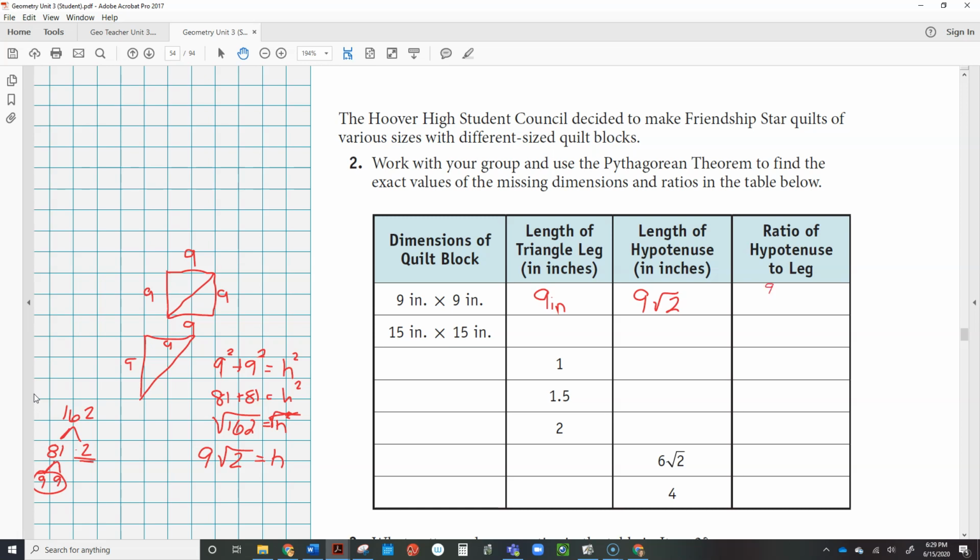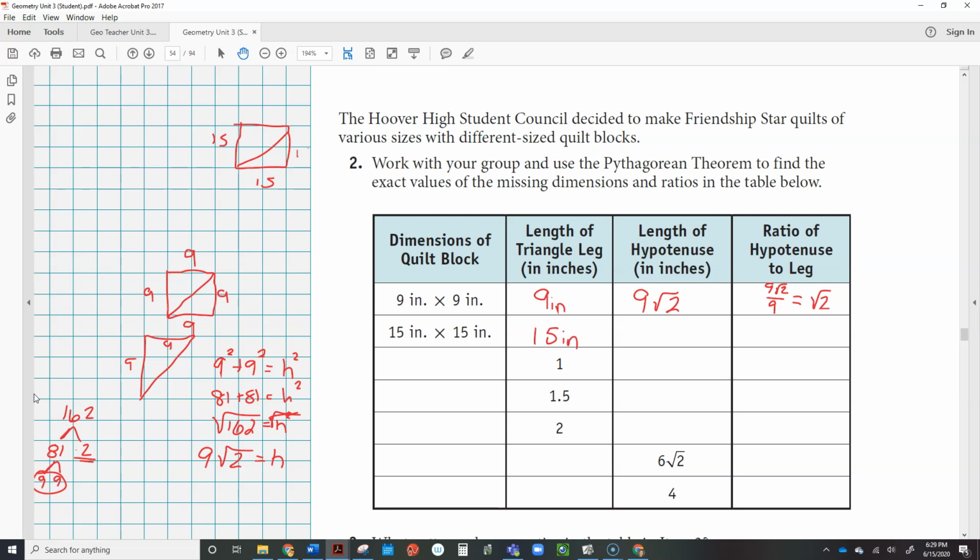So we're going to do 9 square roots of 2 over 9. And when we do that, we can simplify the 9s, and it just comes out to the square root of 2. So if we do it again, we do the same thing again. What number is going to change? Well, it's not going to be 9 anymore. It's going to be 15. So we'll have 15 here, and the diagonal, that'll be 15 inches.